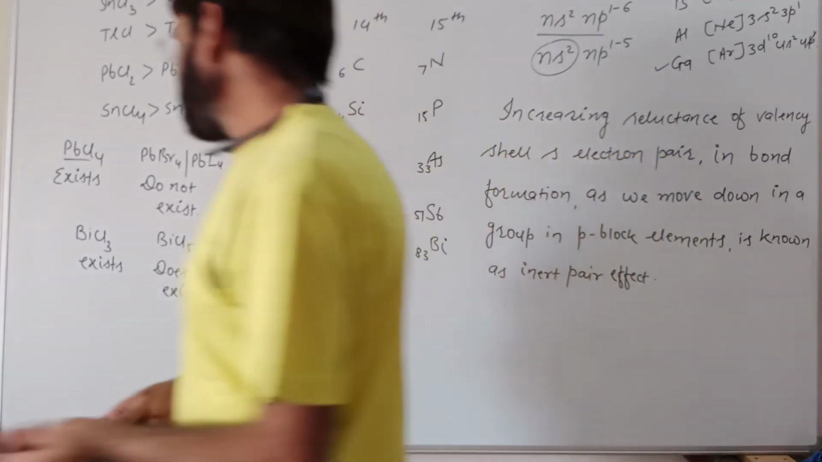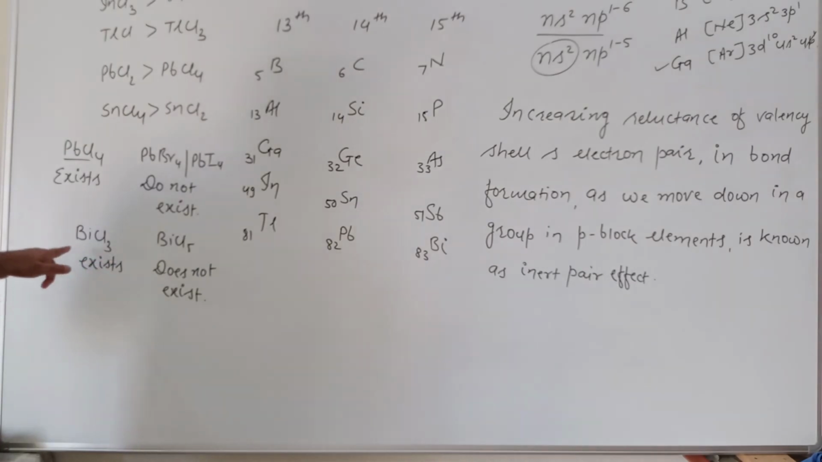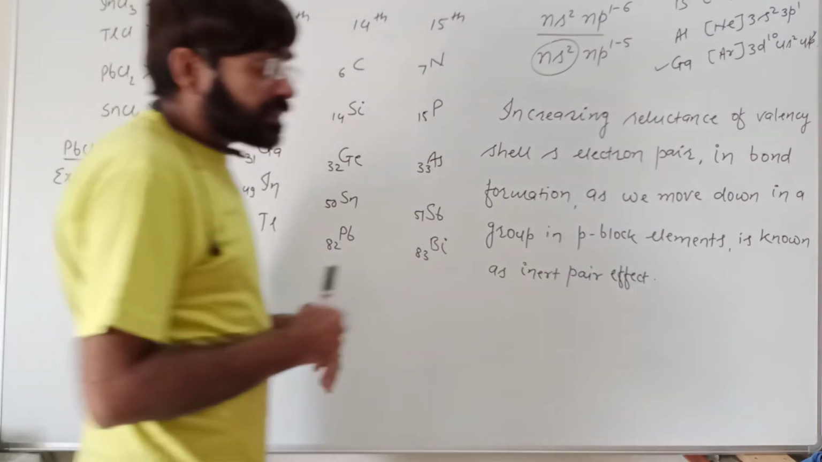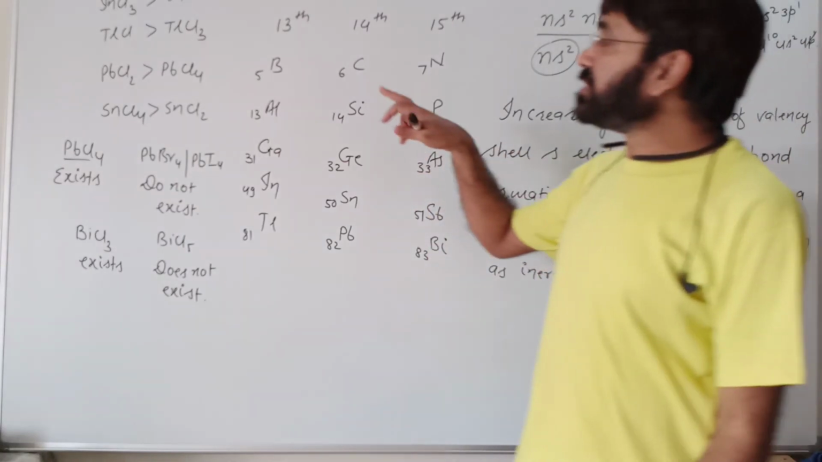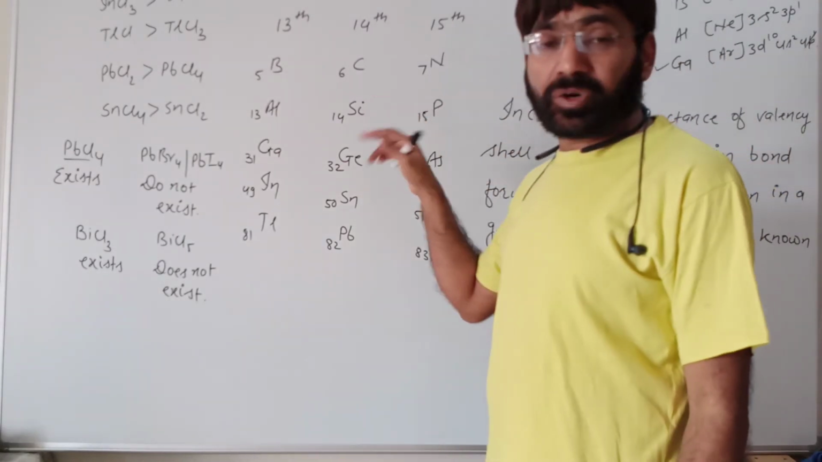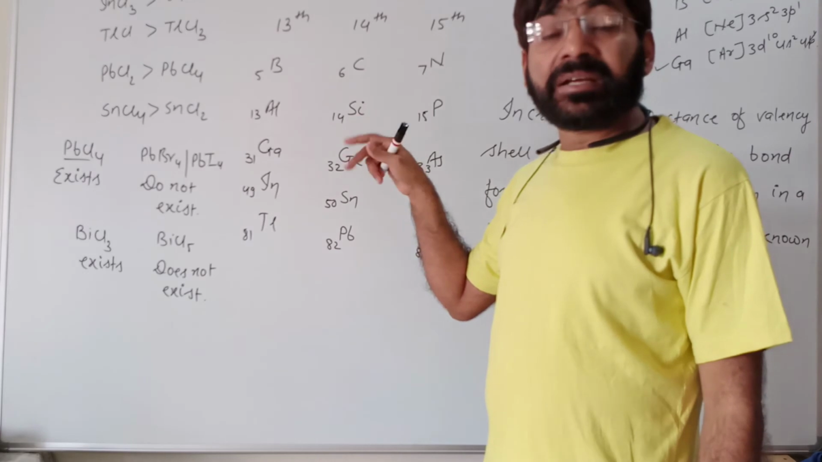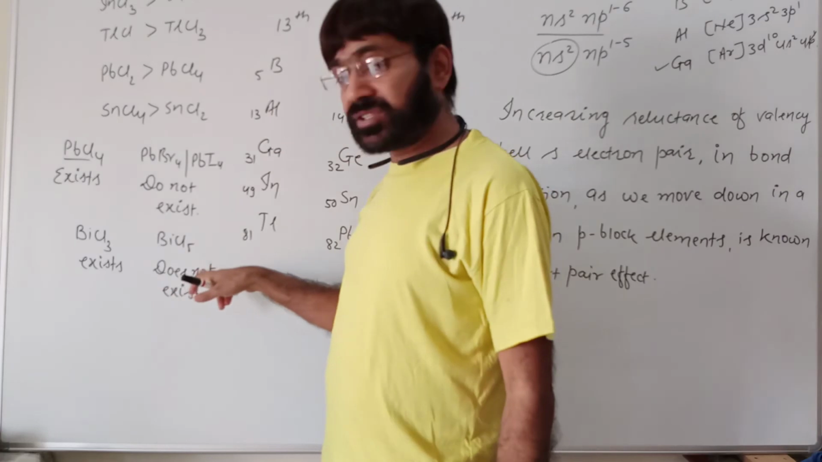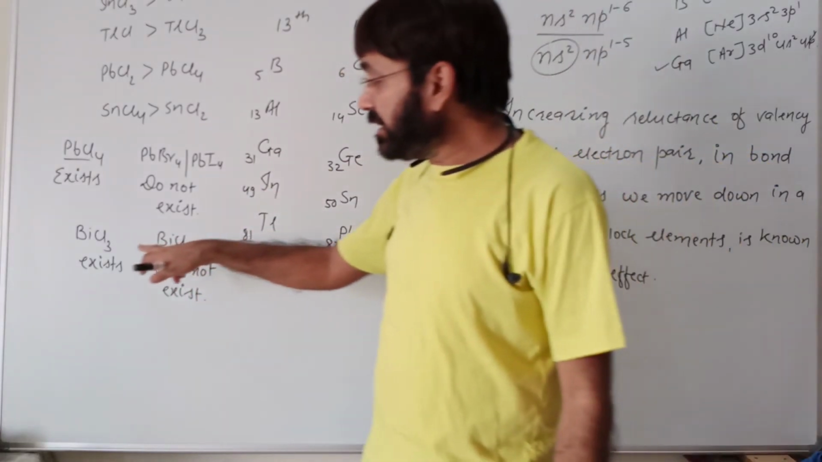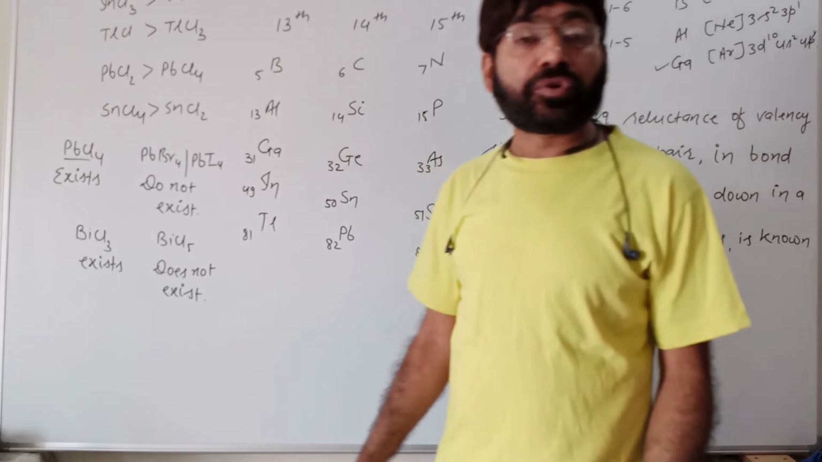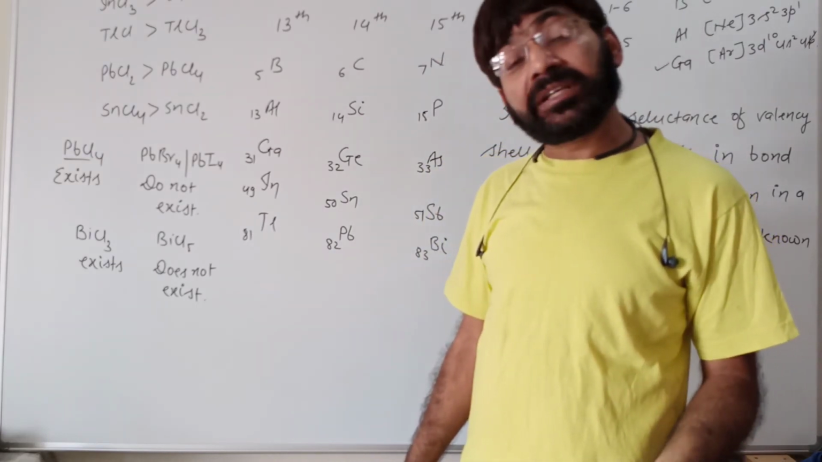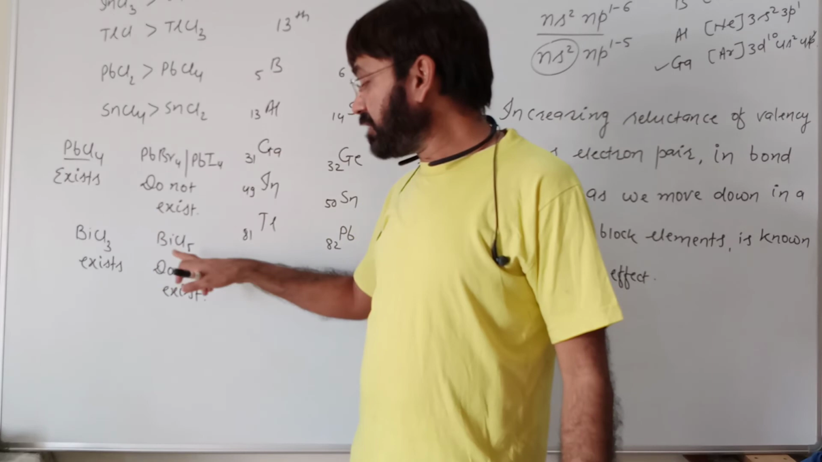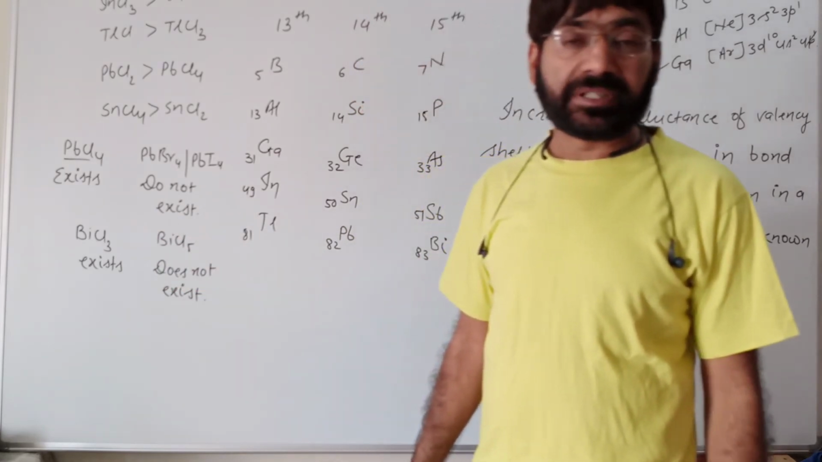Now another thing: BiCl3 is an existing compound while BiCl5 is a non-existing compound. Now you see the pattern of question is changing. For groups 13 and 14, we were saying that the higher oxidation state was less stable and the lower oxidation state was more stable. Here the question has changed. In the 15th group, we find that bismuth exists only in the lower oxidation state with chloride, while BiCl5 does not exist.